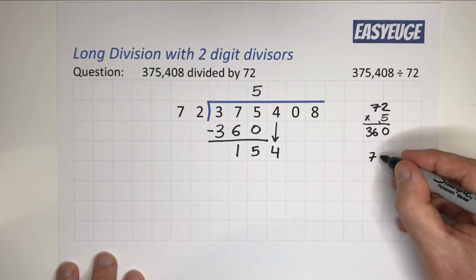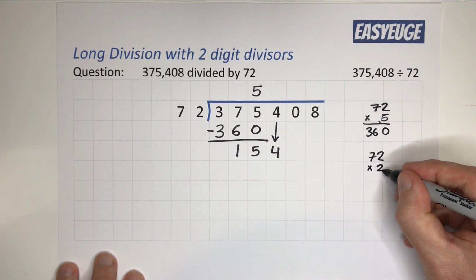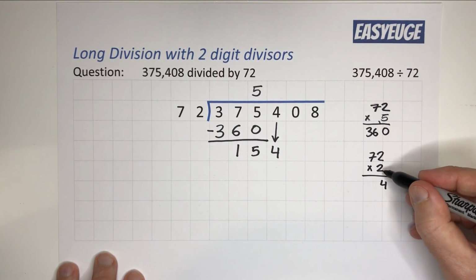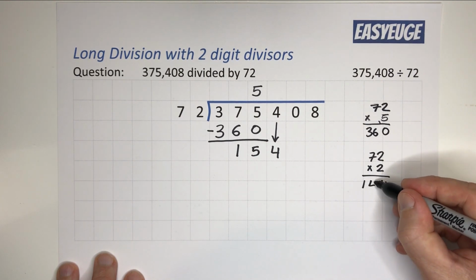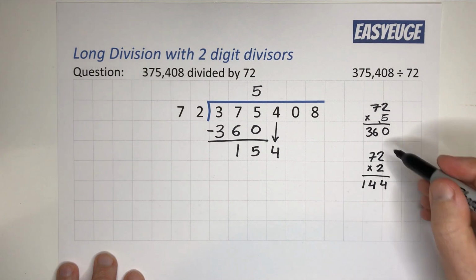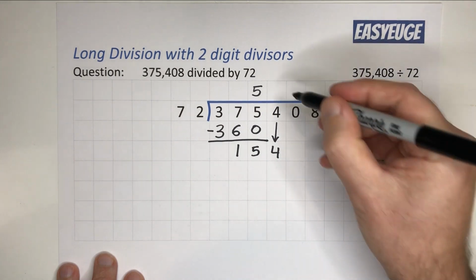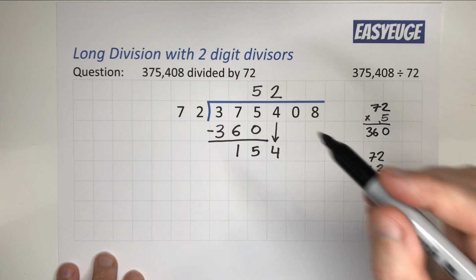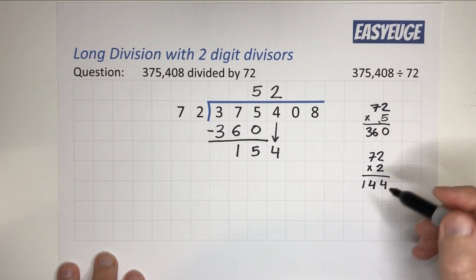Let's work that out for a moment. 72 multiplied by 2. 2 2s are 4. 2 7s are 14, 1 4. So 72 multiplied by 2 is 144. So my answer, I think, is 2. 2 multiplied by 72 is 144.